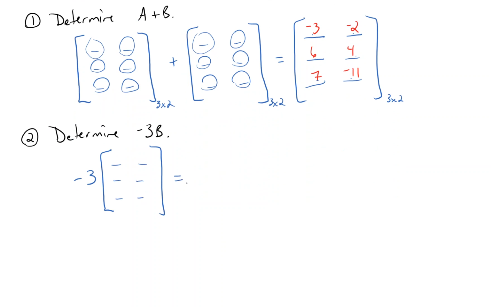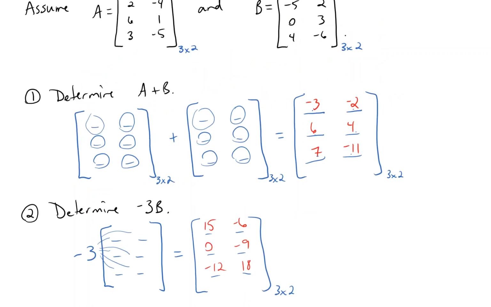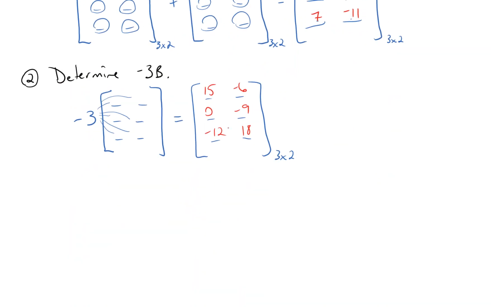To do scalar multiplication, remember, all you do is multiply every entry by the -3. And you put the results in a new matrix that's also a 3 by 2. So pause the video, do those calculations and see what you get, then come back and check your answers. And you should get 15, -6, 0, -9, -12, 18 as your final answer.